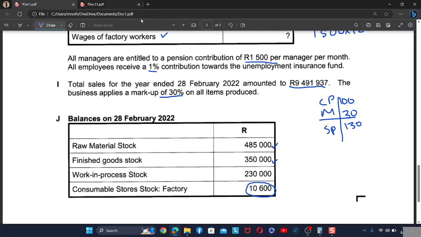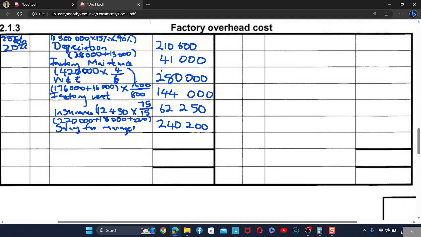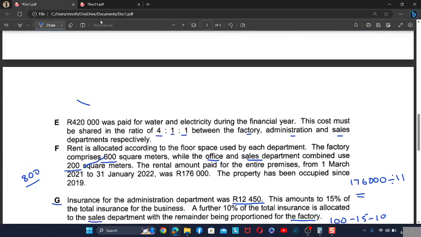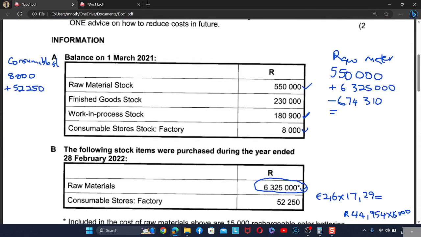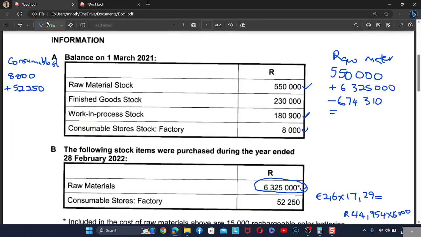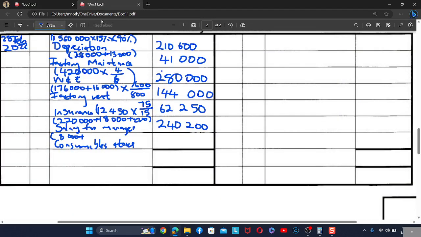We are told that that is for the factory. Come and record. Remember, in the factory, we want the consumables, the used one. We want to know how much is the consumable, the used one for the factory. So let's come here. We have the opening balance for the factory consumables. It was 8,000. And then it was bought for 52,250.